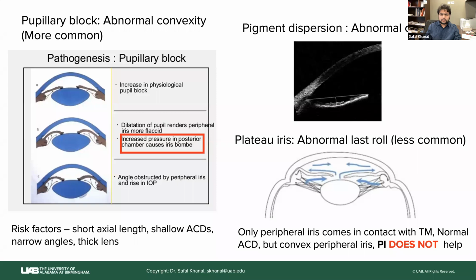There's also a condition called abnormal iris roll or plateau iris, which occurs because the peripheral iris comes in contact with the trabecular meshwork. And the reason it happens is that the ciliary processes are pushed forward, which then pushes the peripheral iris to come in contact with the trabecular meshwork rather than the ciliary body. And oftentimes, even peripheral iridotomy does not help in this condition.